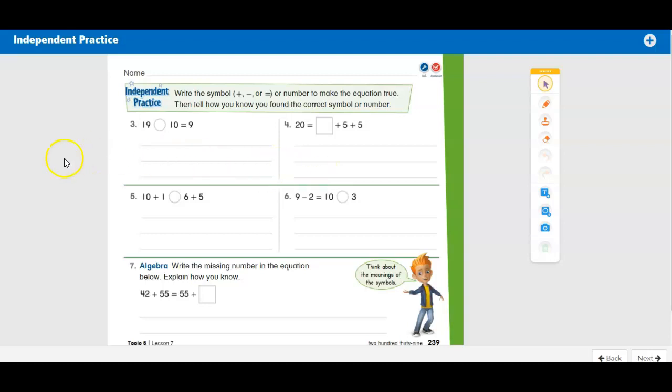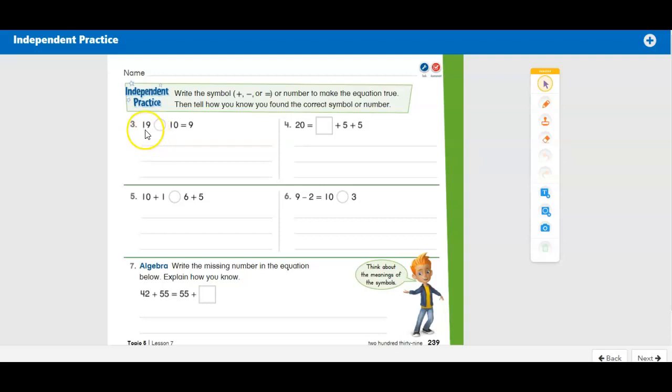So what it means by you can either write the symbol or the number, you are going to be looking at each of these equations here. So on number 3, it has 19 blank 10 equals 9. So what would go in this blank here? Would it be a symbol or a number? So we already see that our equation has an equal sign, so we know we won't be needing another one of those. But what would make sense to put here? Would we put a plus sign, a minus sign, or another number?